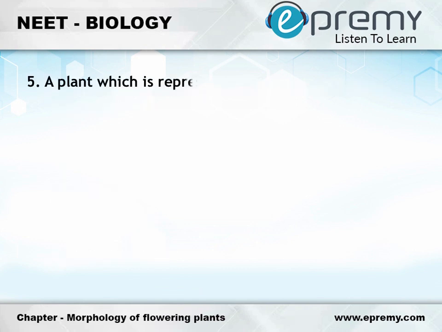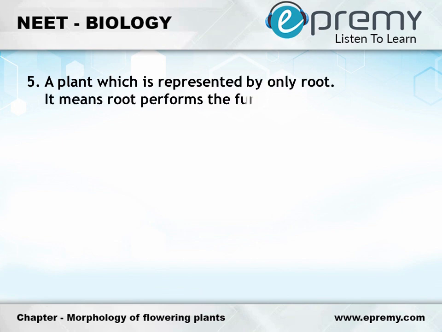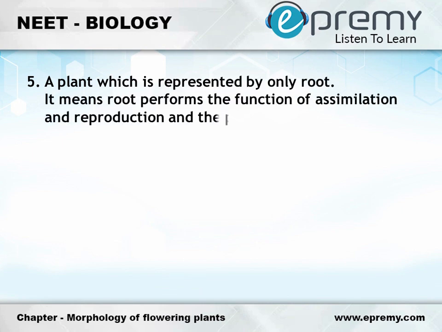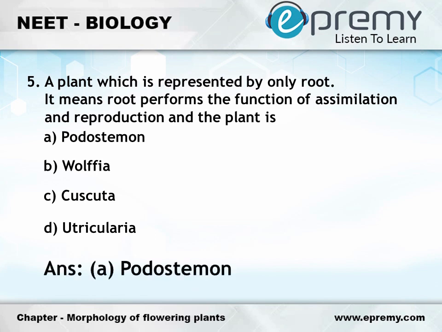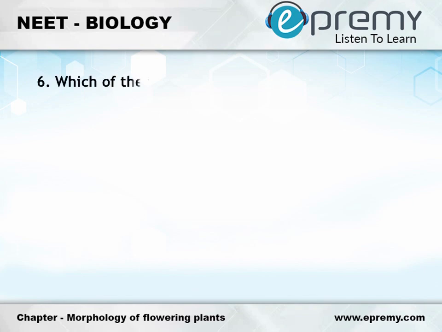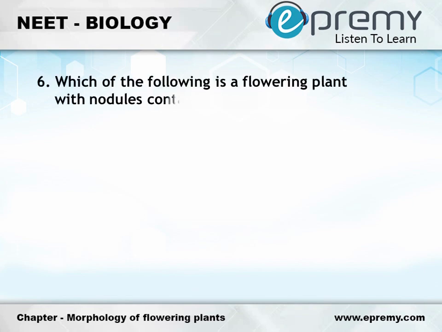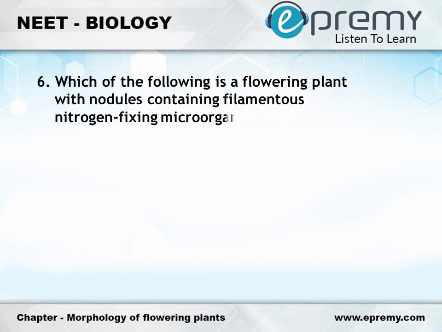Question number 5. A plant which is represented by only root, it means root performs the function of assimilation and reproduction, and the plant is option A, Podostemum, option B, Wolffia, option C, Cascata, option D, Utricularia. The answer is option A, Podostemum.